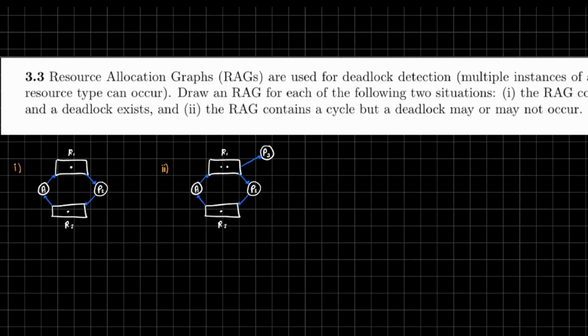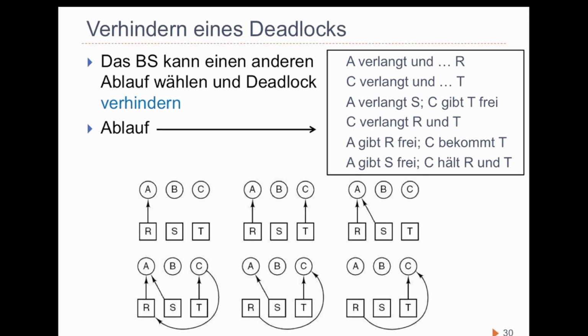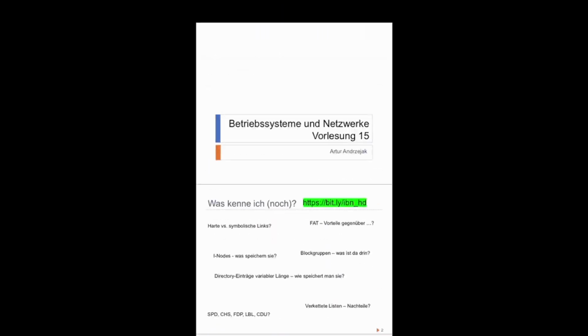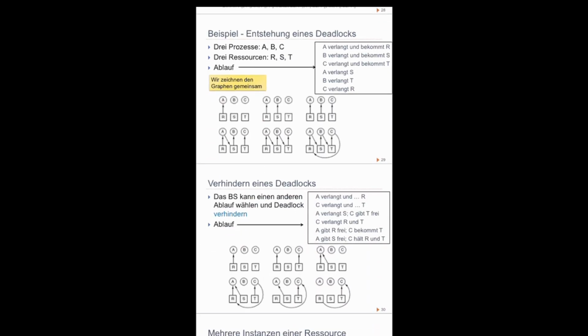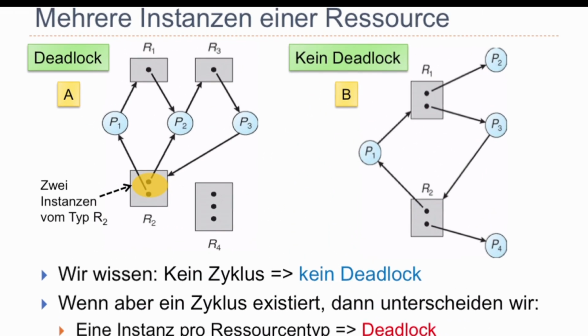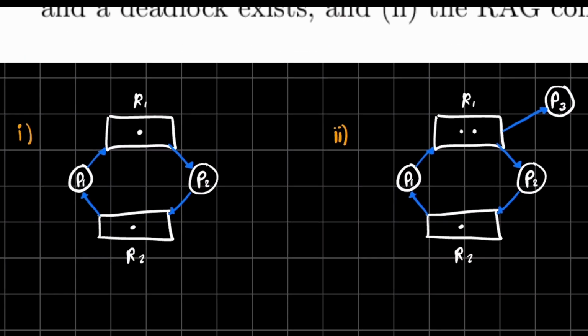Again, if you're confused about the situation, I would suggest you look at the slides, page 31 of lecture 15. Over here, it's the same situation in which we have no deadlock. Why? Because there cannot be a deadlock as long as P2 and P3 are independent here, and P4 will be released. So it's the same case in this scenario. I think that's pretty much it for this exercise.